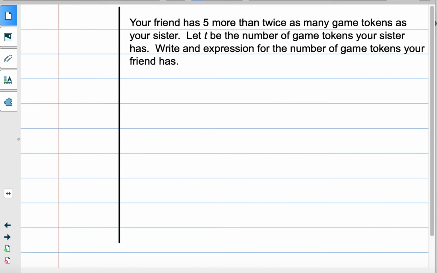Last one, go see if you can set this one up. Come back when you're done. Your friend has 5 more than twice as many tokens as your sister. Let T be the number of tokens your sister has. Write an expression for the number of tokens your friend has. So my sister has the T tokens, twice as many means 2 times, and 5 more than. So again, I can go left to right. 5 plus 2T, or 2T plus 5.